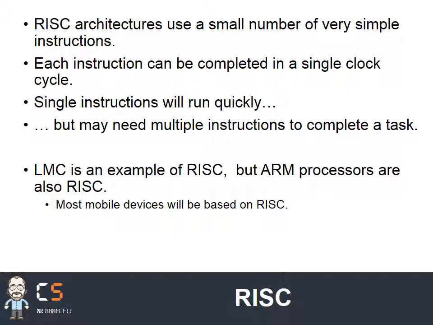So each instruction can be completed in a single clock cycle. Every single instruction always takes one clock cycle to complete, and that's kind of what we're used to already. Single instructions are going to run much faster, but as a big trade-off, I might need quite a lot of instructions to perform even the simplest of tasks. We are going to look in later lessons at a very specific example of a RISC style architecture, which is Little Man Computer, where there's only 10 instructions and there's a lot of things you can do with just those 10 instructions. But the real RISC architecture out there is ARM.